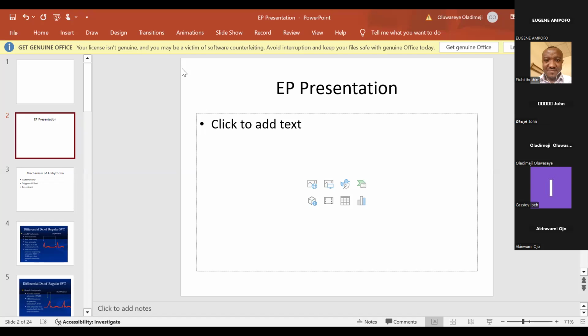So that is the benefit of EP. It's like a gold standard for any form of arrhythmia that cannot be picked by other investigations. So remember we said it helps us to make diagnosis and treatment, and that it identifies the mechanism of the arrhythmia.